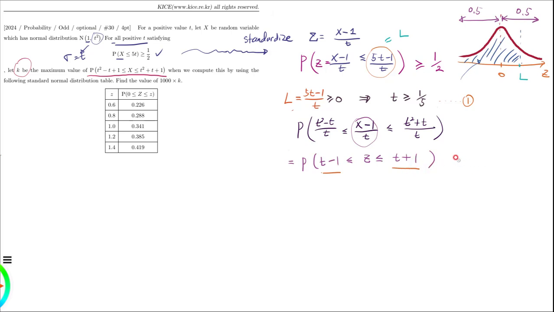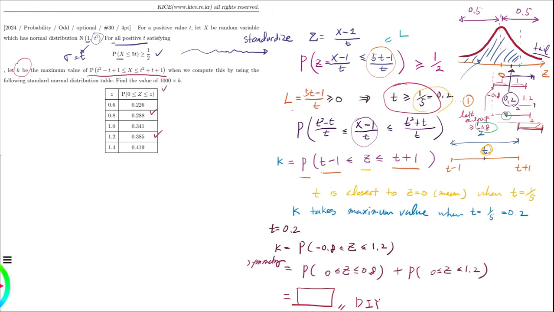And you can observe that this interval from t minus 1 to t plus 1, the length of this interval is 2, with its center t here. And then, by the way, by the condition for the positive t, t has the value at least 1/5 here, at least 1/5. Okay, so that means where is 1/5?